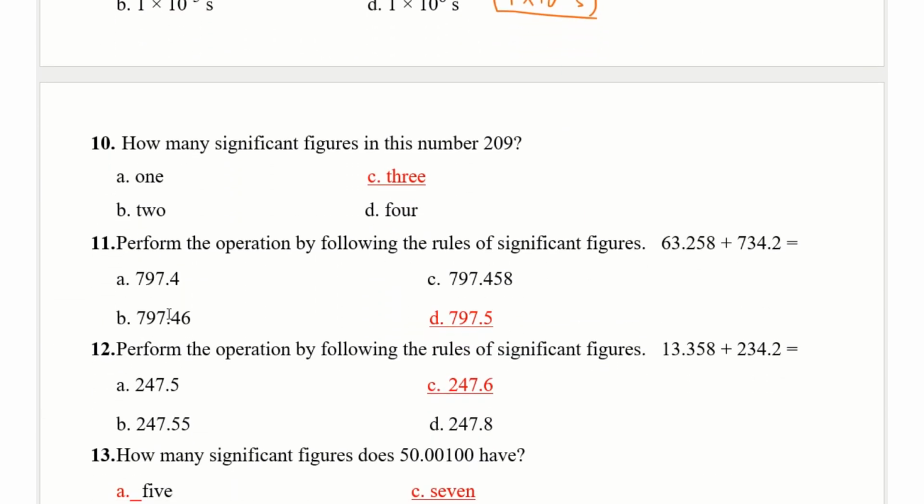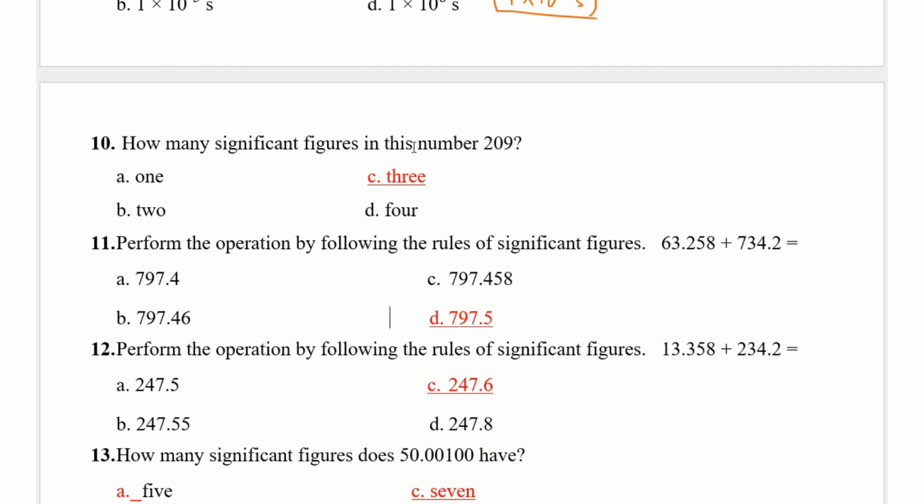Okay. How many significant figures in this number? So 209, the 0 in between non-zeros is considered to be significant figure, so it will be C, 3. 1, 2, 3. We have 3 significant figures.